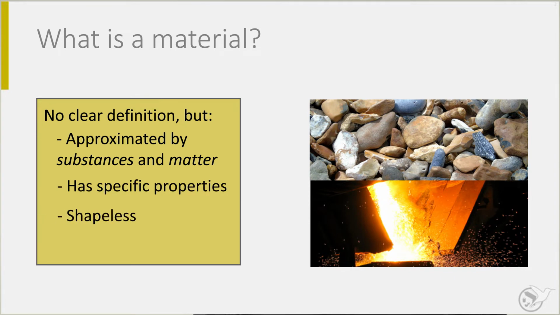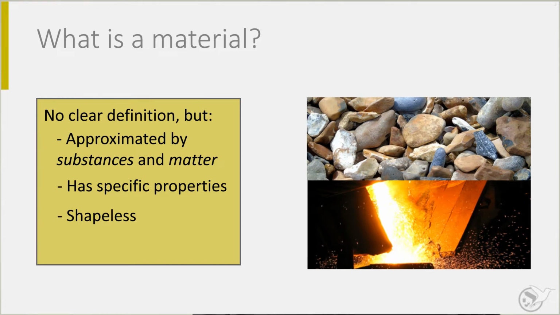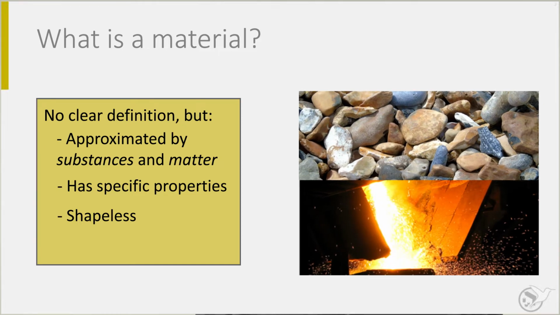If we mention wood, aluminum or iron, we think about a certain substance, not about a particular shape. On the slide you see pebbles having certain shapes, although not specific. The molten metal in the lower picture definitely doesn't have a shape, as it flows like a liquid.